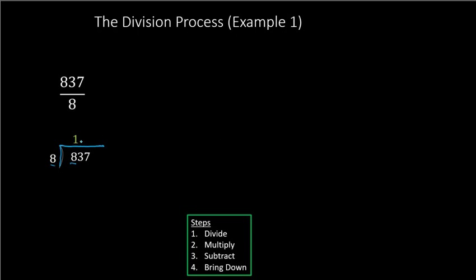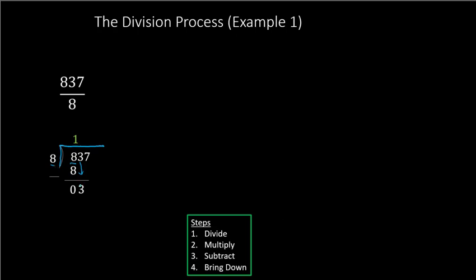Step 2 is multiply. Take the 1, multiply it by 8. Then you subtract 8 minus 8 to get 0. Step 4 is bring down. So you bring down this 3 and then repeat the process. Now we see how many times does 8 go into 3? Or in other words, 3 divided by 8 is what? Well, 8 does not go into 3 at all. So this is where the 0 comes in.